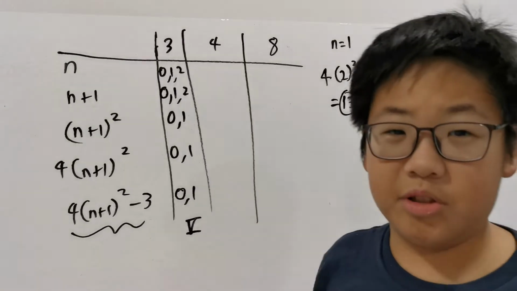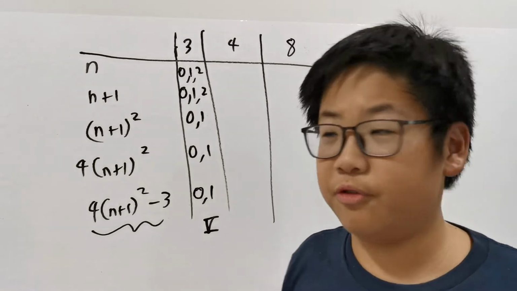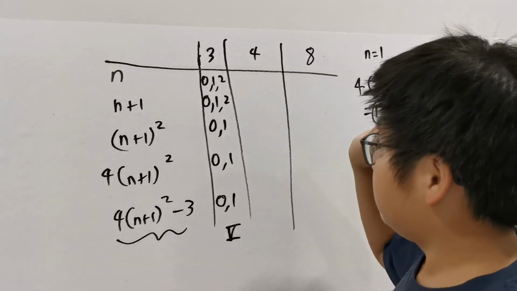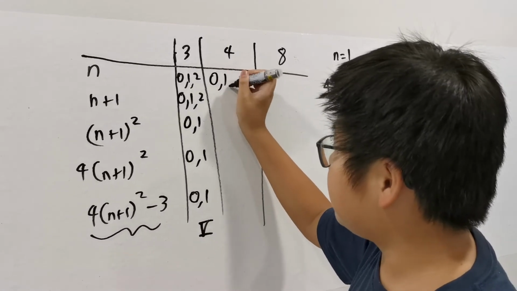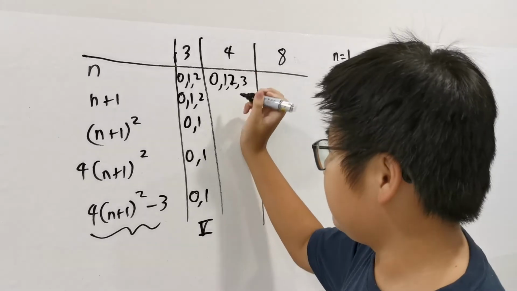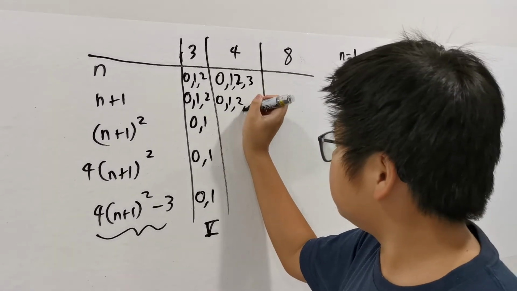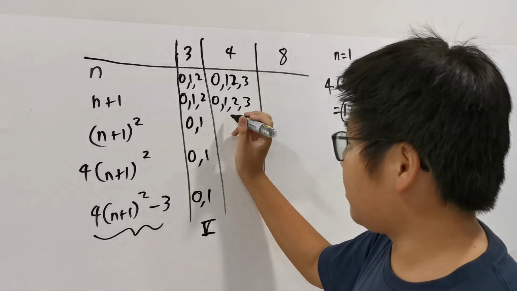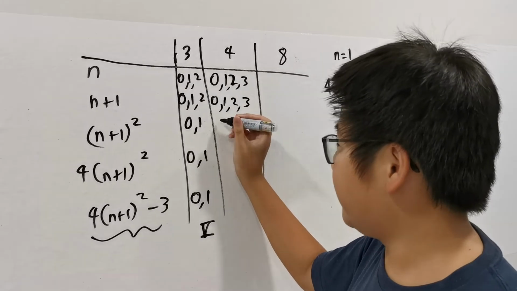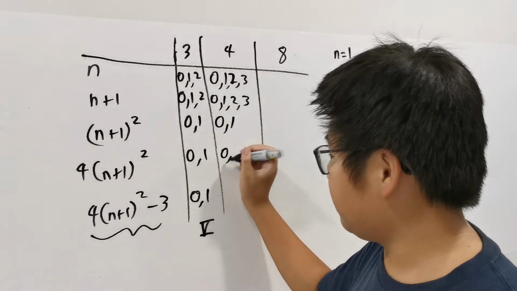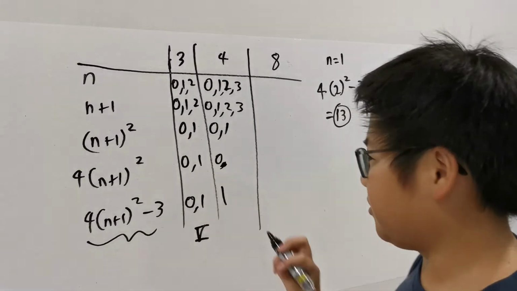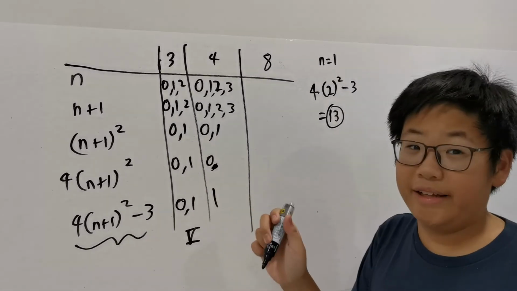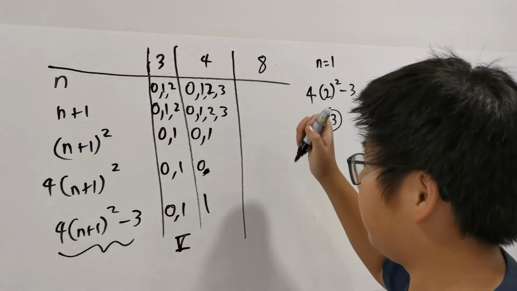And how about n modulo 4? N can have 0, 1, 2 or 3. N plus 1, 0, 1, 2, 3. N plus 1 squared, and 0 or 1, 0. So you will just have 0. And then you have 1 as this modulo. Since 4 is 0, so it will literally collapse under the modulo 4 line.